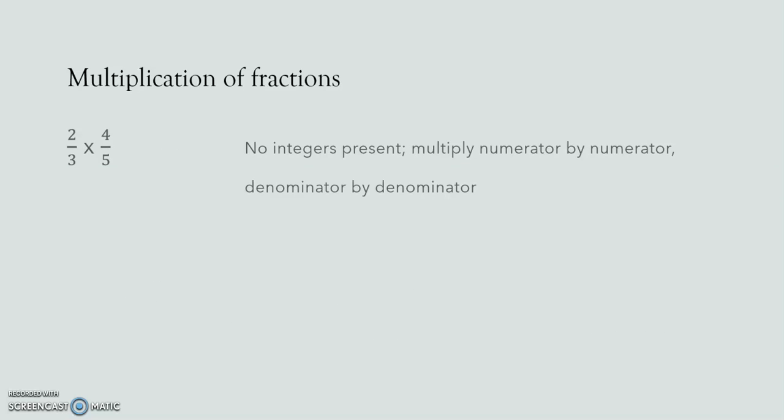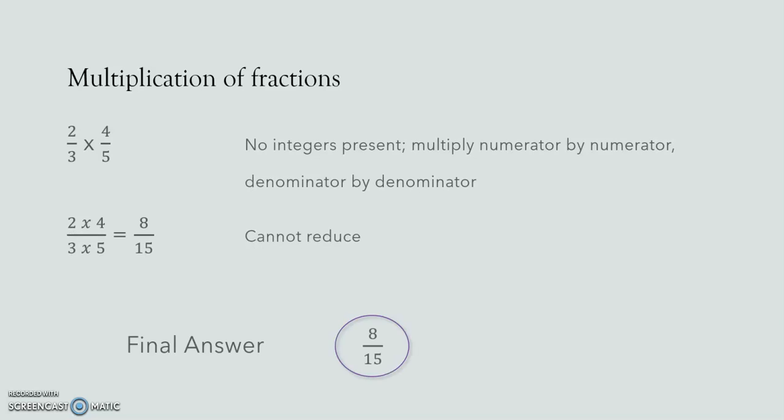Here we have an example of multiplication of fractions. So we have 2/3 times 4/5, and there are no integers or whole numbers present, so we do not need to convert to fraction form. All we need to do is multiply our numerator by our numerator and denominator by our denominator. This gives us 2 times 4 equals 8 for our new numerator, and then 3 times 5 equals 15 for our new denominator. And we cannot reduce or simplify anything, so this gives us our final answer of 8/15.